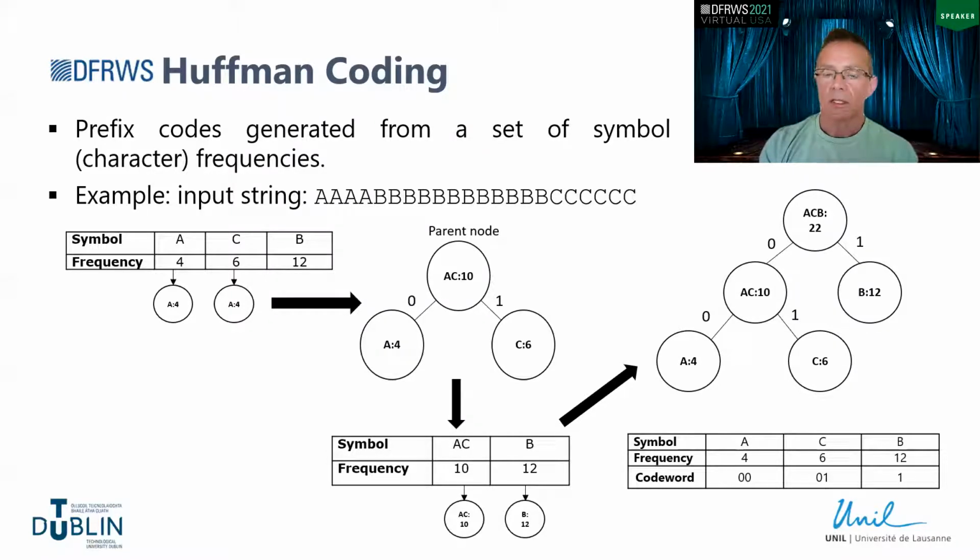So instead of representing each symbol in terms of 8 bits, which would be 22 by 8, or 176 bits, we can now represent A with 2 bits, C with 2 bits, and B with 1 bit, which works out as 4 by 2, 6 by 2, plus 12 by 1, which is 32 bits. So that's essentially how the Huffman coding algorithm works.